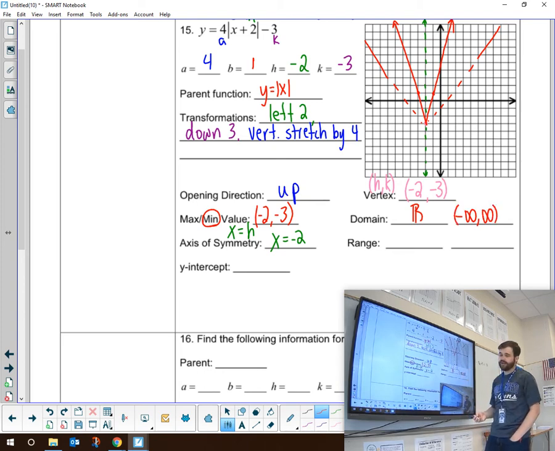Same thing. My range, this is the one that's funky. My range has a minimum value. It can go up forever, but there's a smallest value that my range can be.